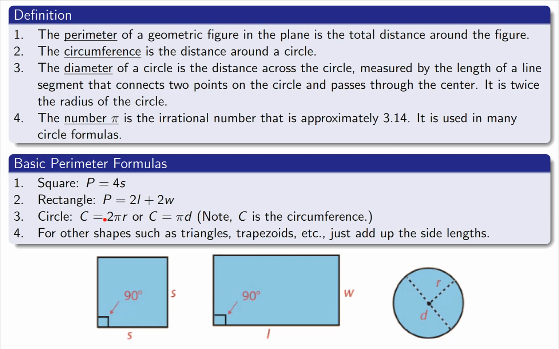Then the circle, 2 pi r is the pretty standard formula for the circumference of a circle, or you can use pi d. Given that you have 2 formulas, you'll just pick whichever one matches up with whether you're given a radius or a diameter. And for all of your other shapes, if you have triangles, trapezoids, etc., just add up your side lengths. You can write a formula, but it's a waste of time.